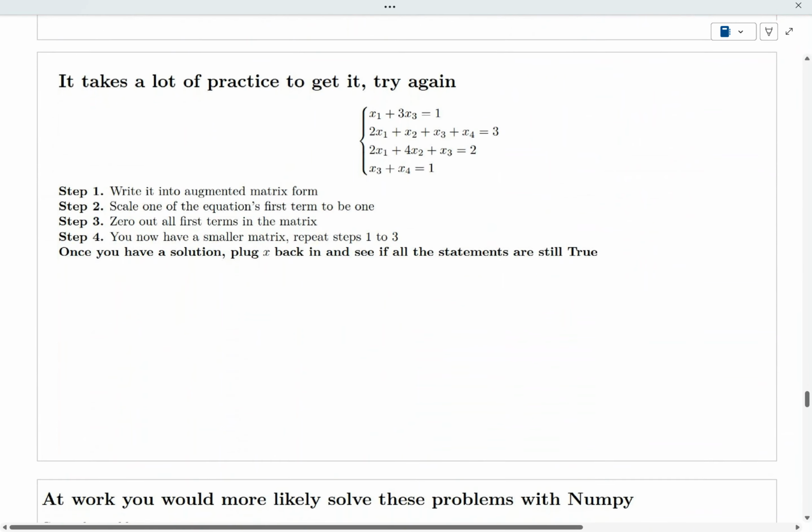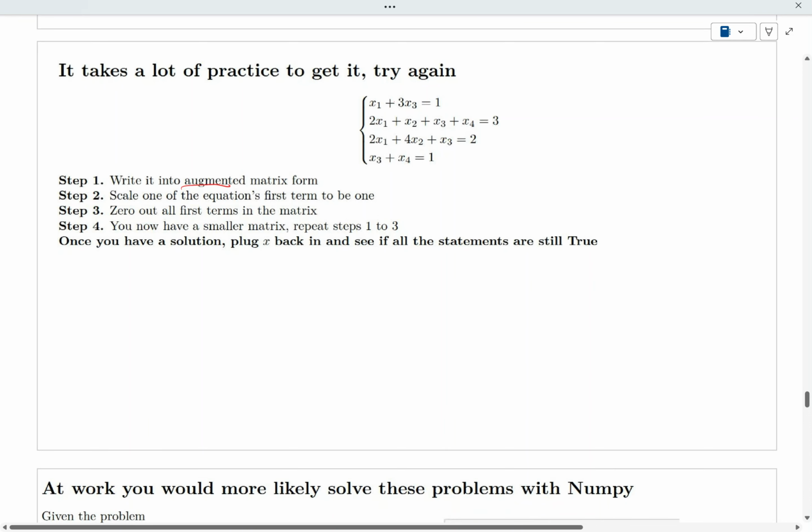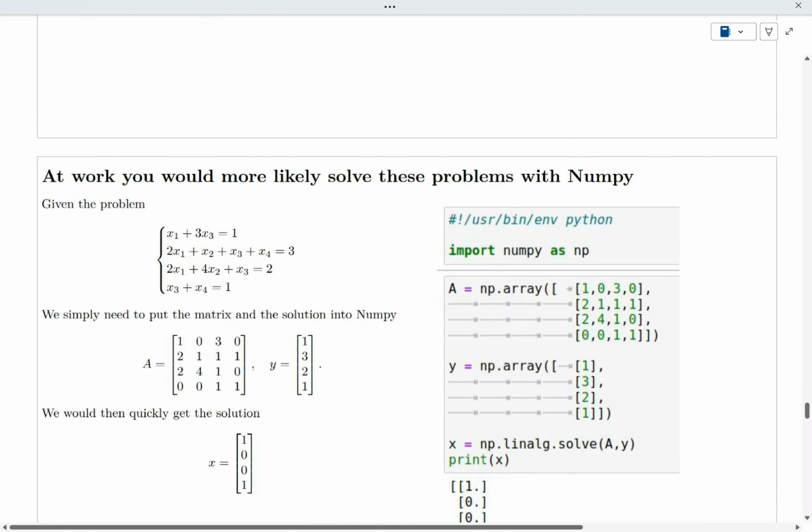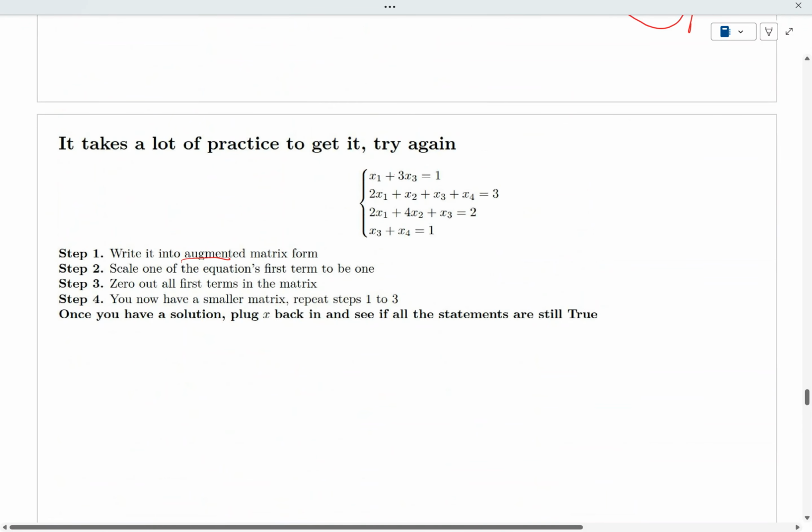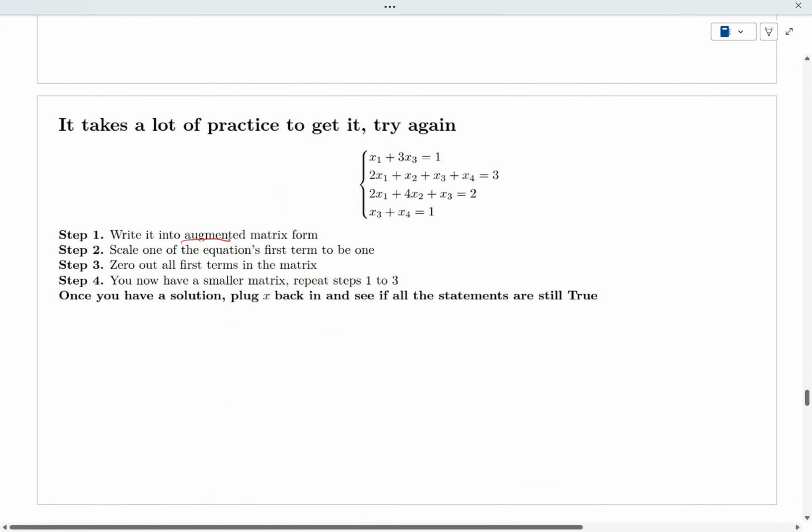So I can give you the idea, but at the end of the day, you just need to practice. You try yourself until you can do it. So just give it a try again. Write it into an augmented matrix, and then make sure you scale the very top one to one, and then zero them out, and the next one to be one, and then zero them out. Okay, so give this a try. Pause the video.